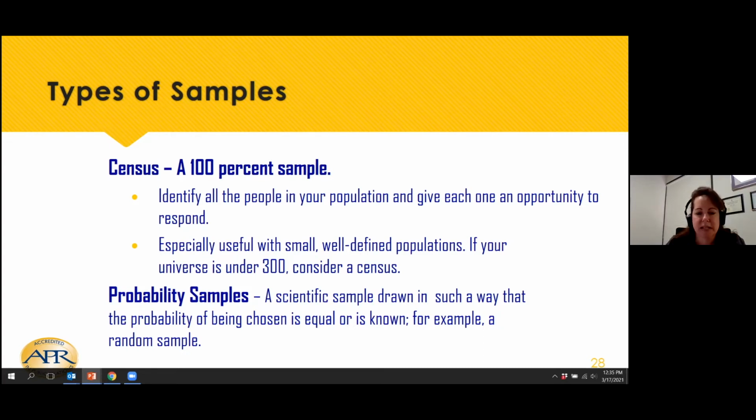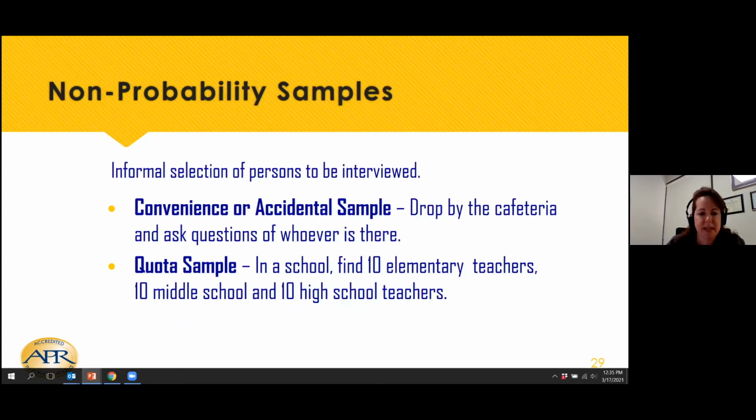Probability samples are scientific samples drawn in such a way that the probability of being chosen is equal or is known. So this would be like a random sample. A non-probability sample is an informal selection of persons to be interviewed. This would be a convenience or accidental sample. So this would be where you would drop by the cafeteria and ask questions of whoever's there.